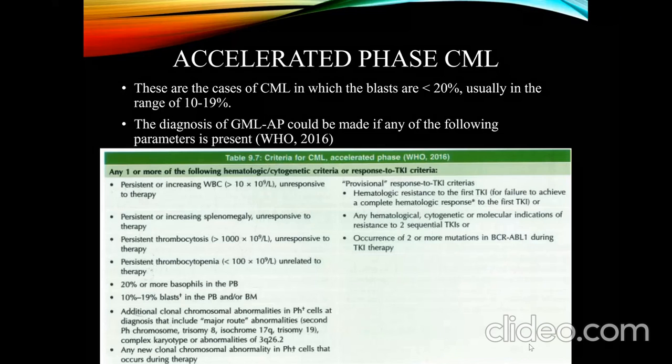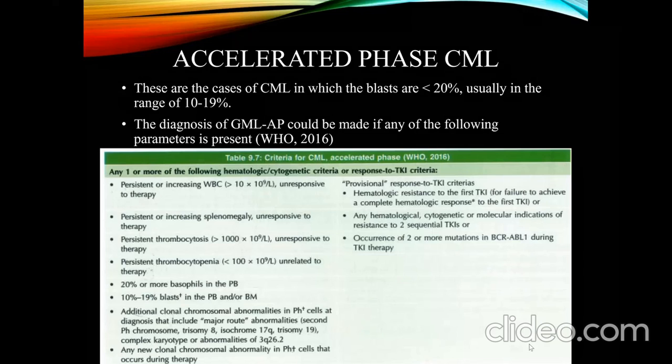The photo below here is showing us the criteria for accelerated phase of CML as per 2016 WHO criteria. We need any one or more of the following hematologic or cytogenetic criteria, or we need response to the TKI criteria. So what are the hematologic and cytogenetic criteria? We need persistent or increasing WBC unresponsive to therapy, that is more than 10 x 10 to the power 9 per liter. We need persistent or increasing splenomegaly unresponsive to therapy.